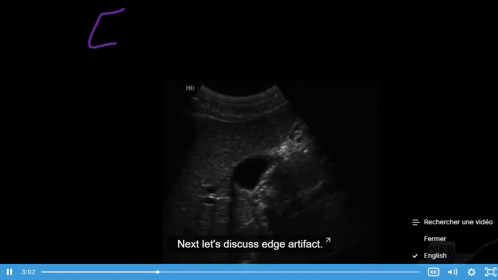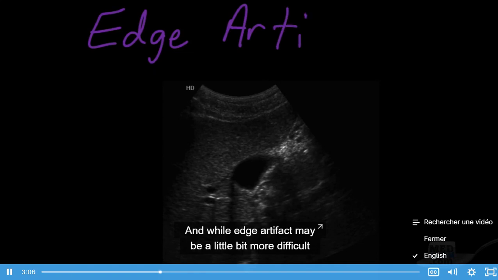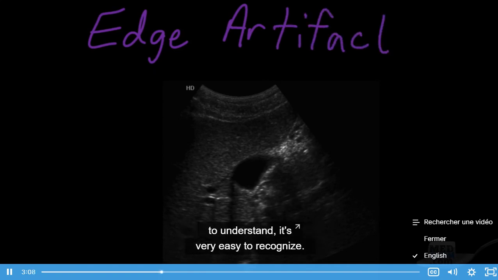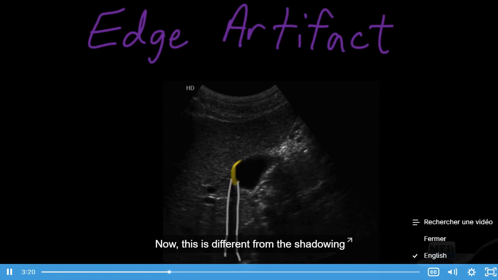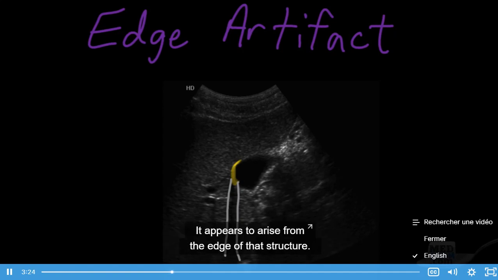Next, let's discuss edge artifact. And while edge artifact may be a little bit more difficult to understand, it's very easy to recognize. You have the edge of a fluid-filled structure here, and you have what appears to be shadowing beyond it. Now, this is different from the shadowing that we previously looked at. It appears to arise from the edge of that structure.